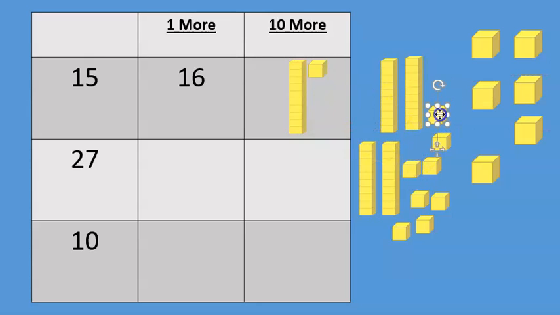1, 2, 3, 4, and 5. Now, first graders, watch now. We have 15 here. Let's count with Mr. Begay. 10, 11, 12, 13, 14, 15. Okay, this represents 15, which is here now.